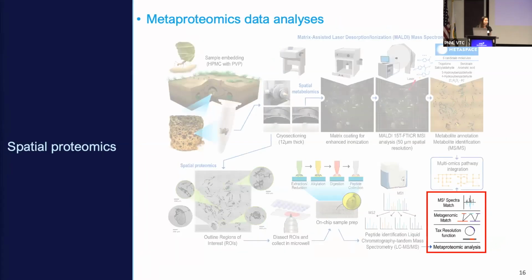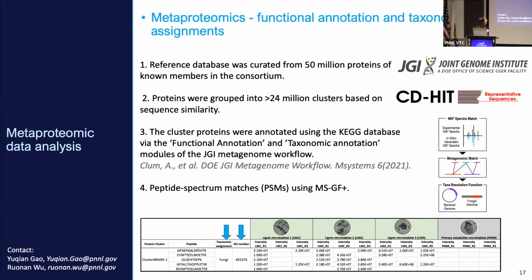Then we followed our spatial proteomics workflow. Basically, we cut each of those 4 regions of interest, did replicates, prepared them using the spatial proteomics workflow, and acquired peptide data sets using mass spectrometry analyzers. For peptide identification, we used a metaproteomics approach.